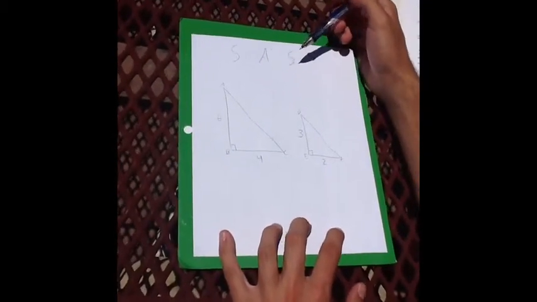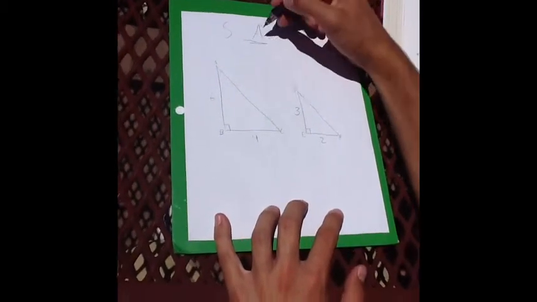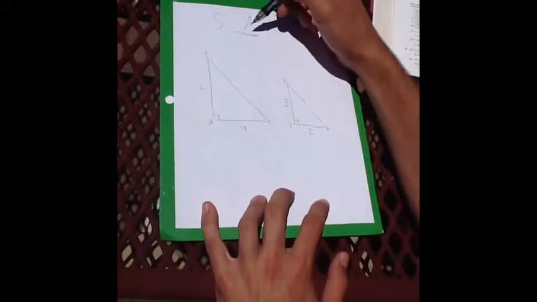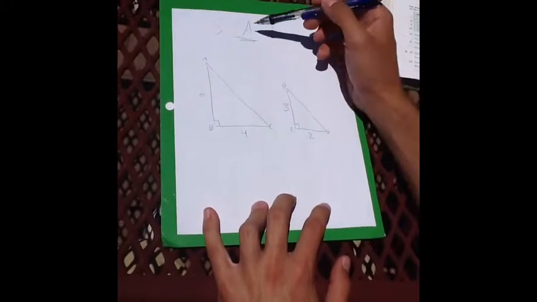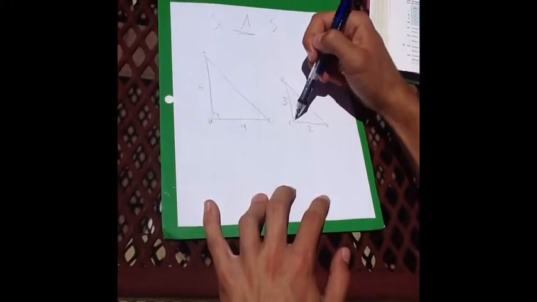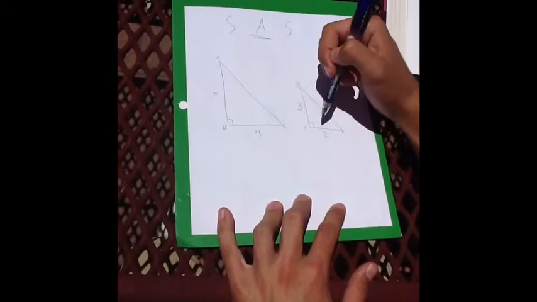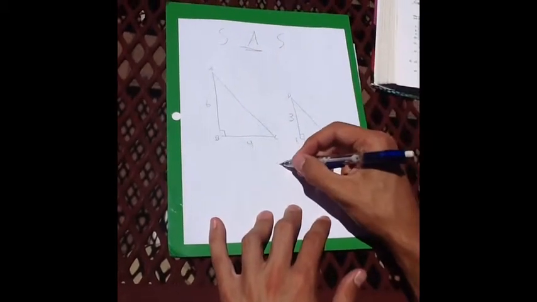All right, so the last similarity postulate we're going to do is the side angle side, or SAS. It's important to note that the A is in the middle, because when you're doing this postulate, you have to make sure that the angle you know is in between the two sides that you know. So you can see here that the 90-degree angle is in between the two sides with values. So that means that we can actually do this postulate.